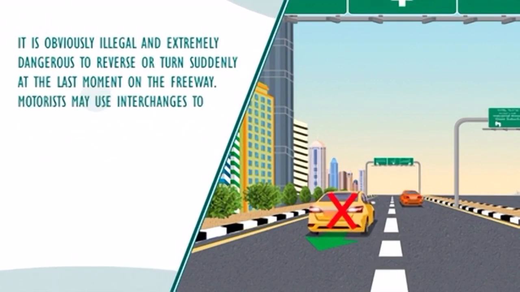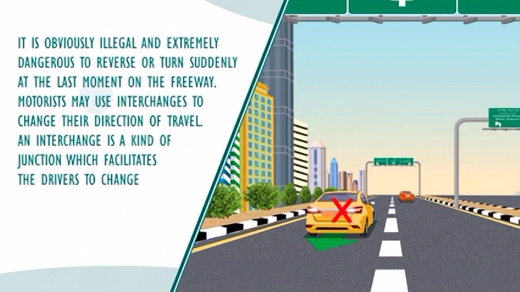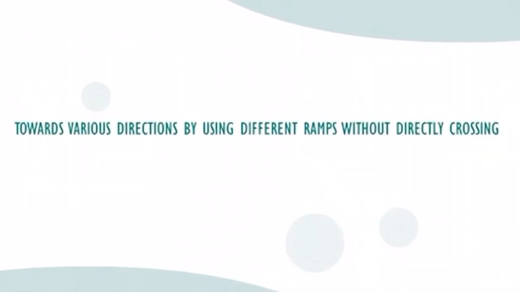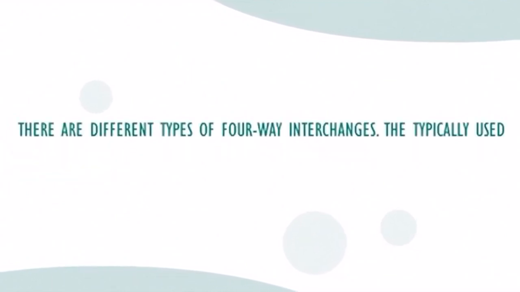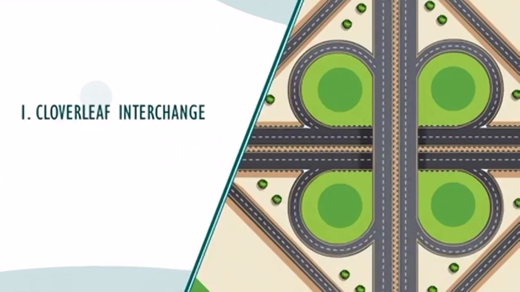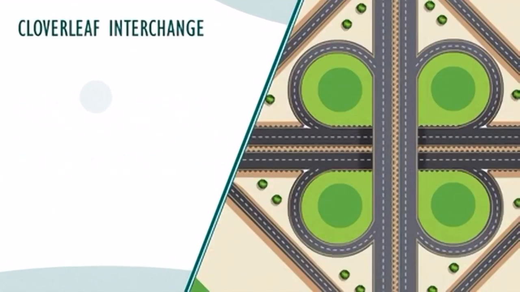Motorists may use interchanges to change their direction of travel. An interchange is a kind of junction which facilitates the drivers to change their position towards various directions by using different ramps without directly crossing other traffic streams. Interchanges are often complex and can be confusing to new drivers. There are different types of four-way interchanges. The typically used interchanges in the UAE are Cloverleaf Interchange and Arterial Interchange.